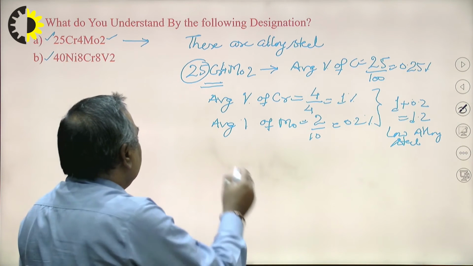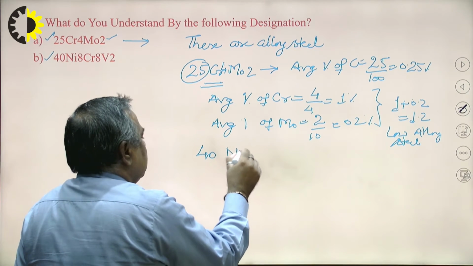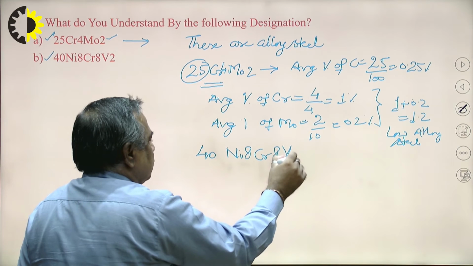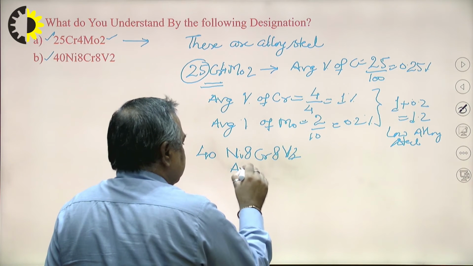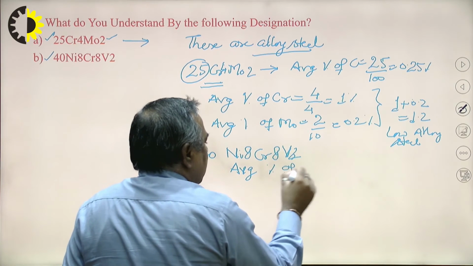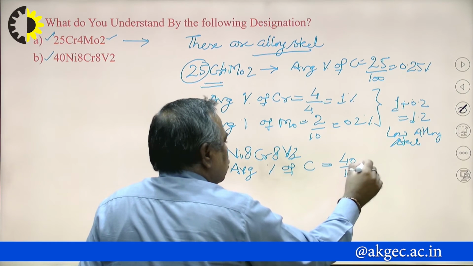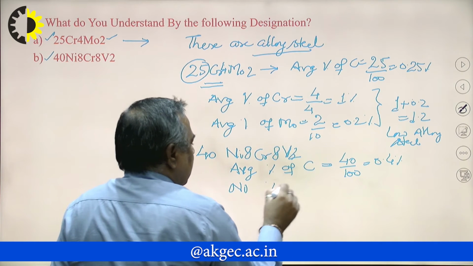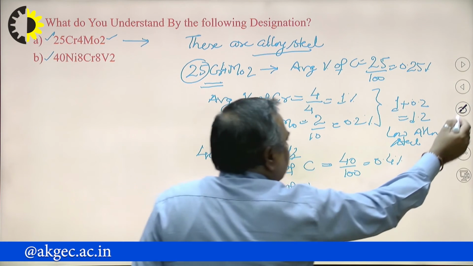If I take the B part, that designation is 40Ni8Cr8V2. For carbon, the average percentage I am writing here. This is again an alloy steel. So the average percentage of carbon is 40 divided by 100, that is 0.4%. Then nickel, the average percentage of nickel.